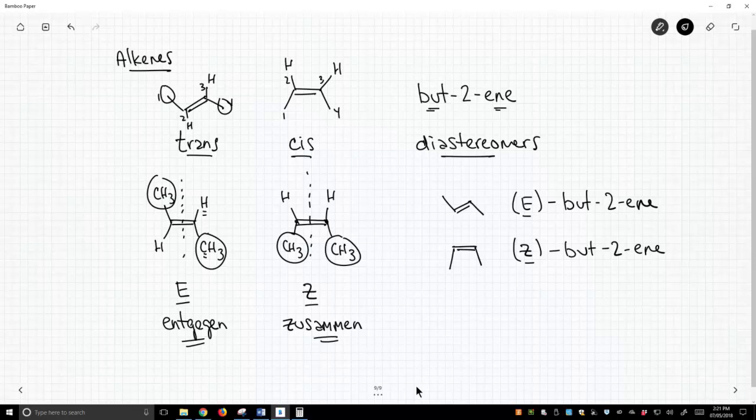So just as we saw with sp3 hybridized carbons that have 4 different groups, we introduce this R and S nomenclature system to distinguish them. With alkenes, we need the same thing because we run into this idea of cis and trans isomerization. So we now use these terms, the E and the Z, to distinguish those 2 isomers, which are in fact examples of stereoisomers.